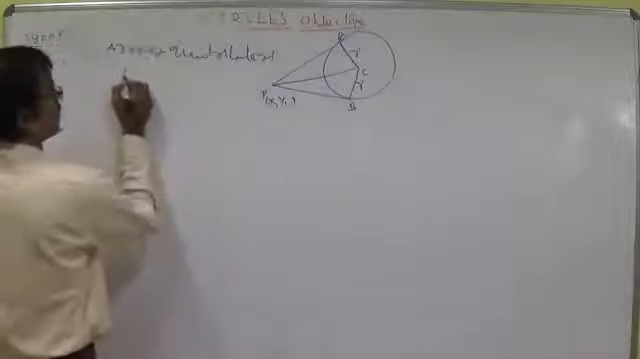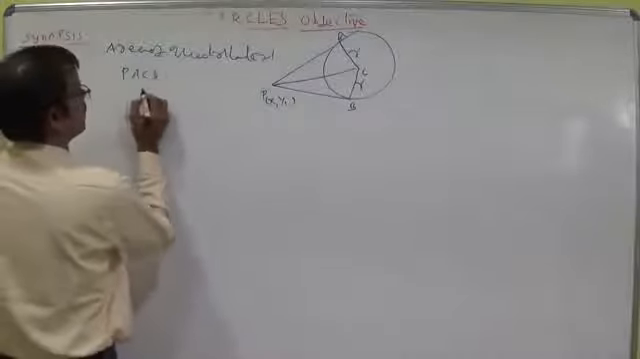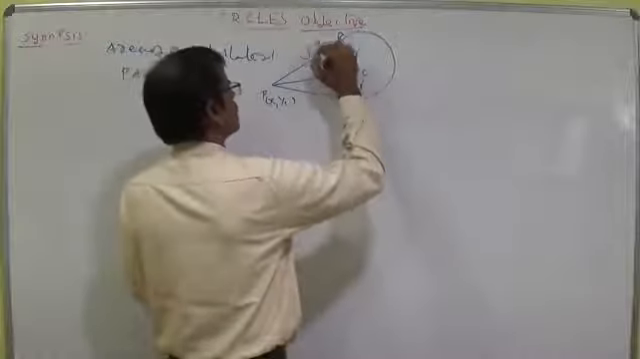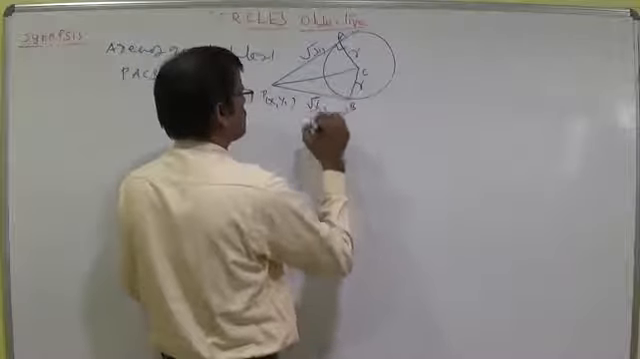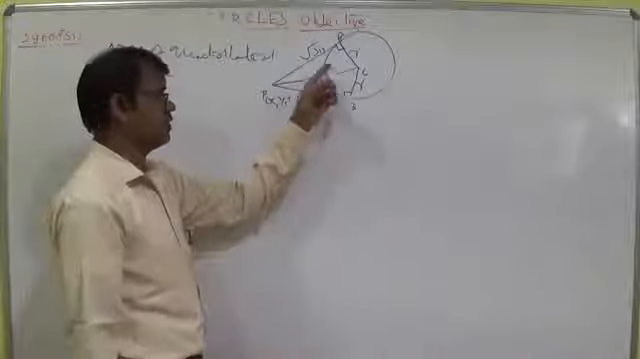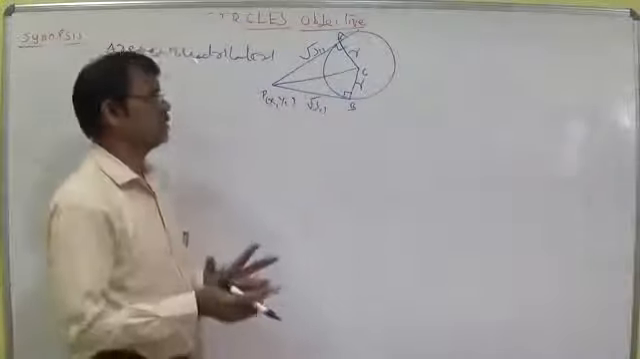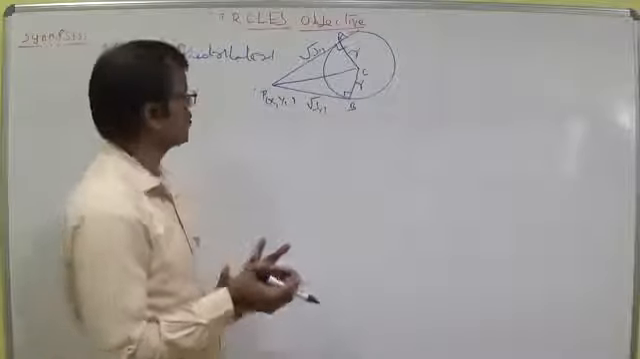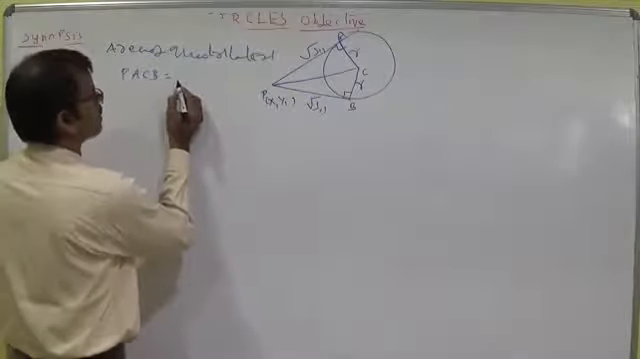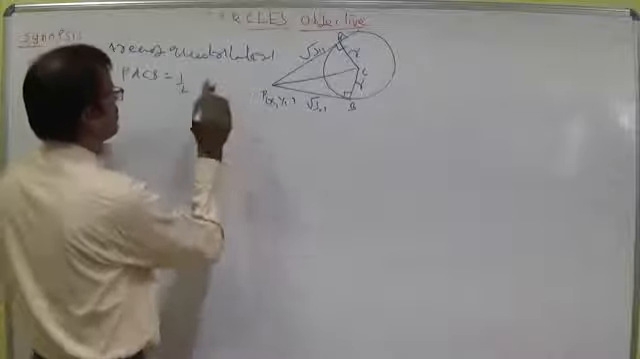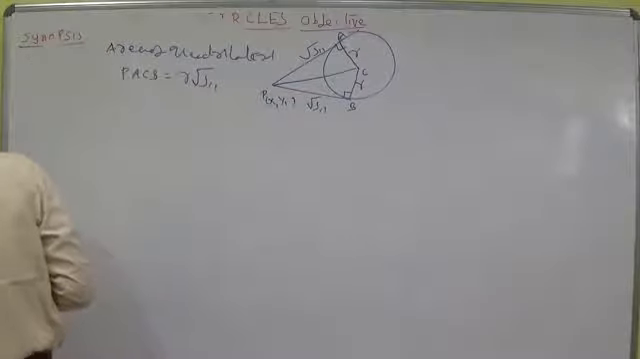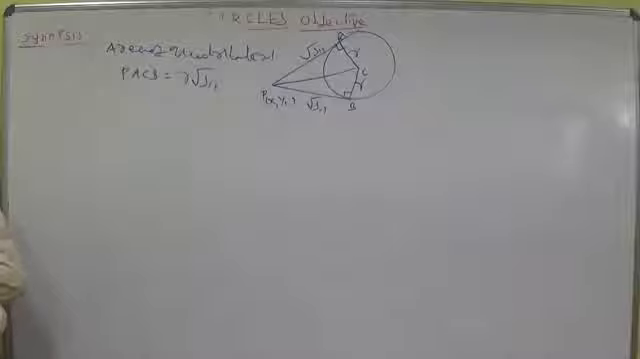This area of quadrilateral PACB I am writing. Area of quadrilateral PACB is equal to, we have taken here this one as root S11 and this one as root S11. This is R and this is R. This is right angle triangle. We know that 1/2 into R into root S11 plus 1/2 into R into root S11. So whenever 1/2 into R into root S11 we have taken, simply 1/2 plus 1/2, directly we can write R into root S11.